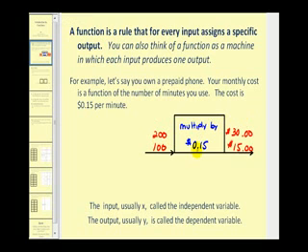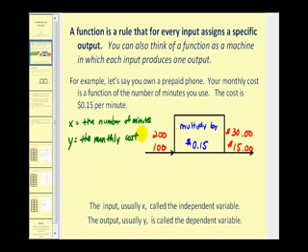To think of this in a more mathematical way, we could define two variables where one would represent the number of minutes and one would represent the monthly cost. The input is usually x, so we'll let x equal the number of minutes, and we'll let y equal the monthly cost. So if we wanted to write an equation to represent the situation, we could say that the monthly cost y is equal to 0.15 times x.